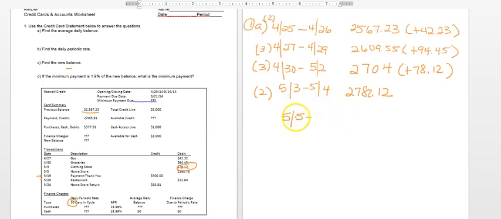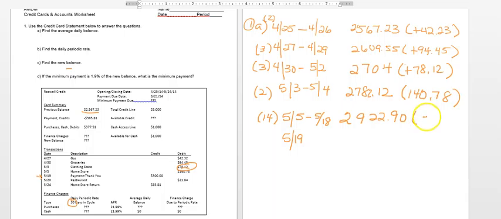Another purchase was made on 5/5. So that is going to add another $140.78, giving you a new balance of $2,922.90. That balance is going to last until 5/18, because on the 19th I make a payment. So that actually accounts for 14 days. And then on 5/19 I make a payment. So since I'm making a payment, I'm going to subtract that from my balance, giving me $2,622.90. And then right away the next day I make another purchase. So that's just for 1 day.